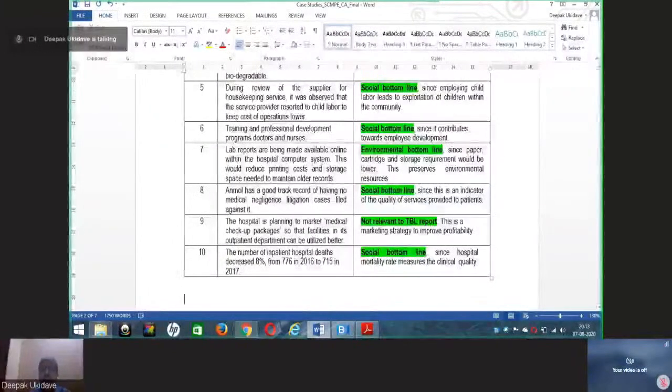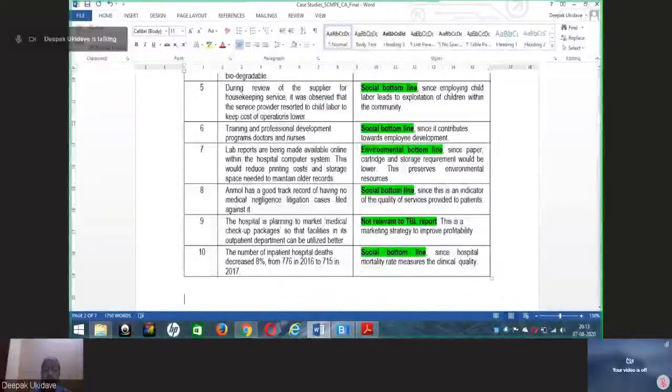There is a clear-cut indication in the initiative itself that this would reduce the printing cost and storage space. So it will save the use of cartridges, and the use of storage space for maintaining old records and for printing the reports, etc. Environmental bottom line.